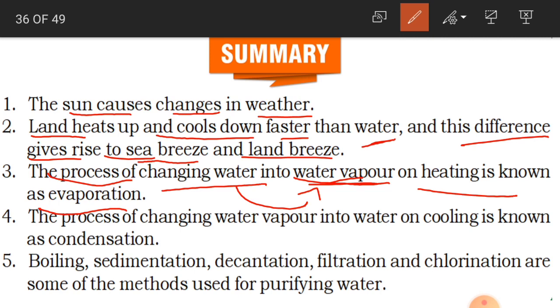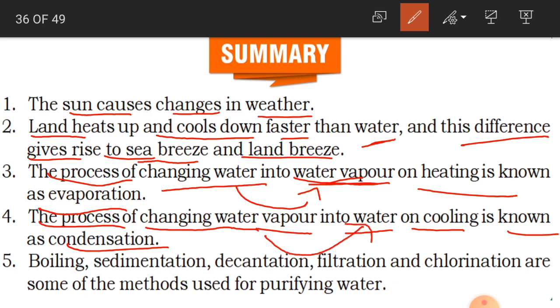Okay, children. The fourth one is the process of changing water vapor into water on cooling, which is known as condensation. So now this is again an opposite to evaporation. Condensation is when the water vapor in the air changes into water as it gets cooled. When the air gets cooled, the water vapor in the air changes into water. This is known as condensation.